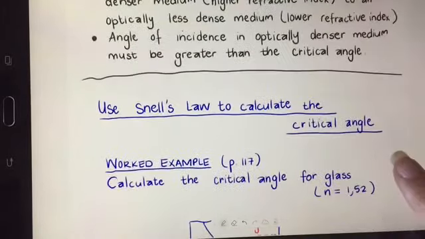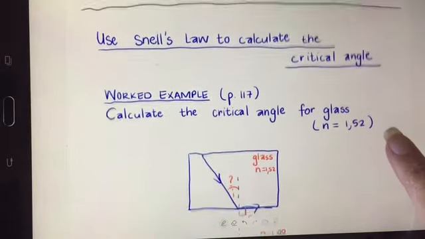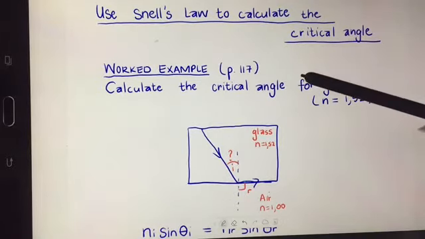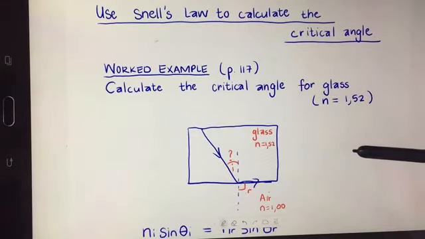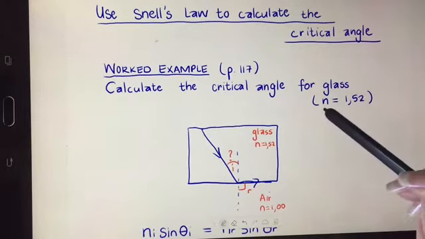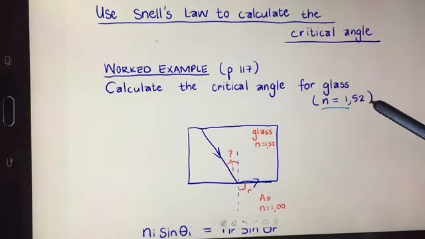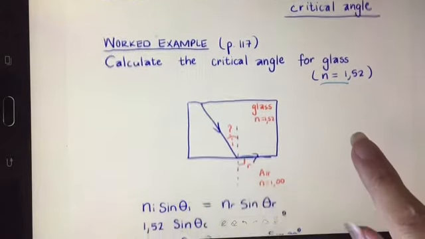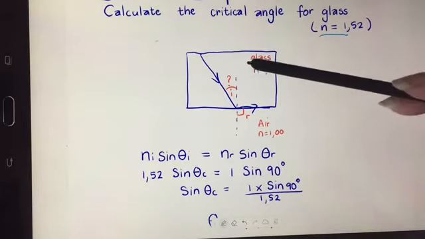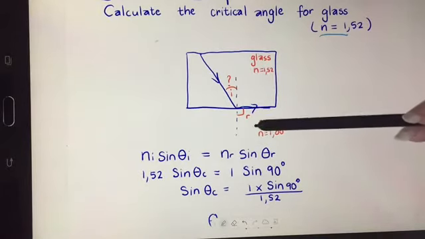Right, then we can use Snell's law to calculate the critical angle. And once again, I think the easiest way to explain this is by using an example. So if you look on page 117 at the worked example, they ask us to calculate the critical angle for glass. The refractive index for glass is 1,52, and this is what it would look like, because remember, it's all about light traveling from more dense into less dense.